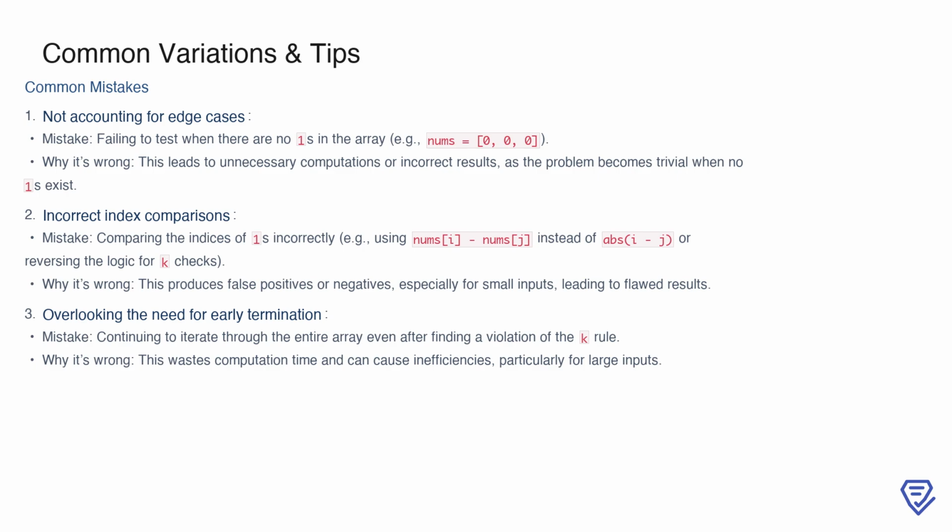Finally, overlooking the need for early termination is a critical inefficiency. If a violation of the k rule is found, continuing to iterate through the array wastes valuable computation time, especially with larger inputs. Addressing these issues can greatly improve both accuracy and performance.